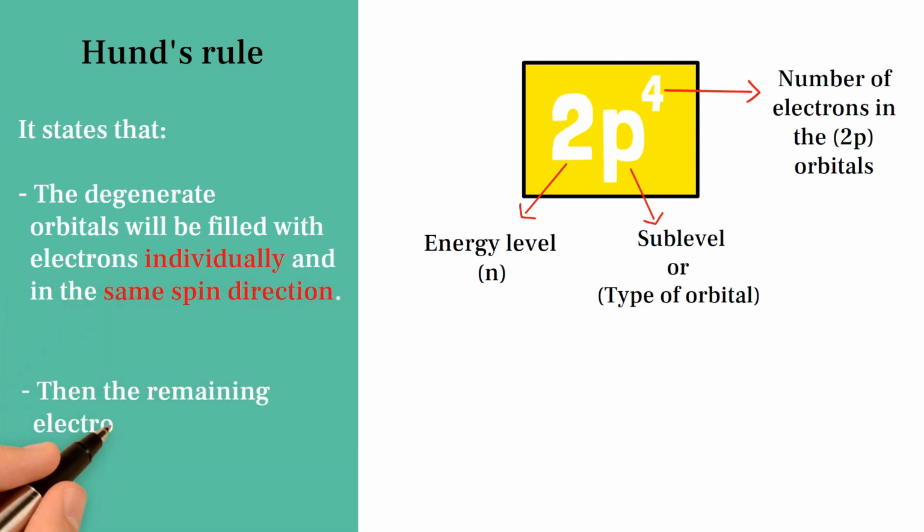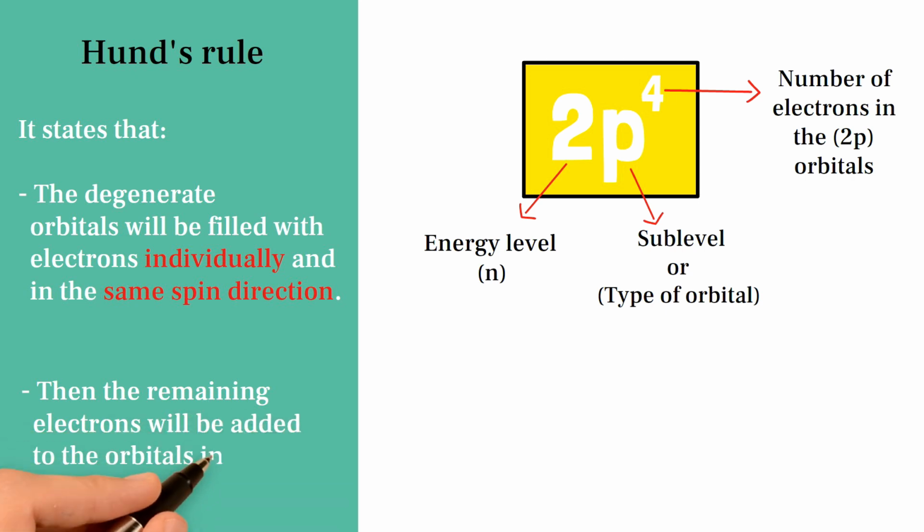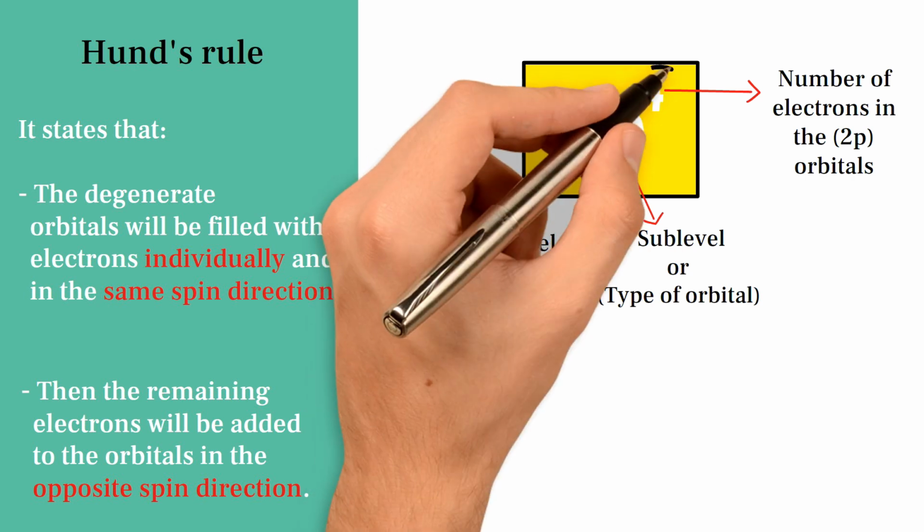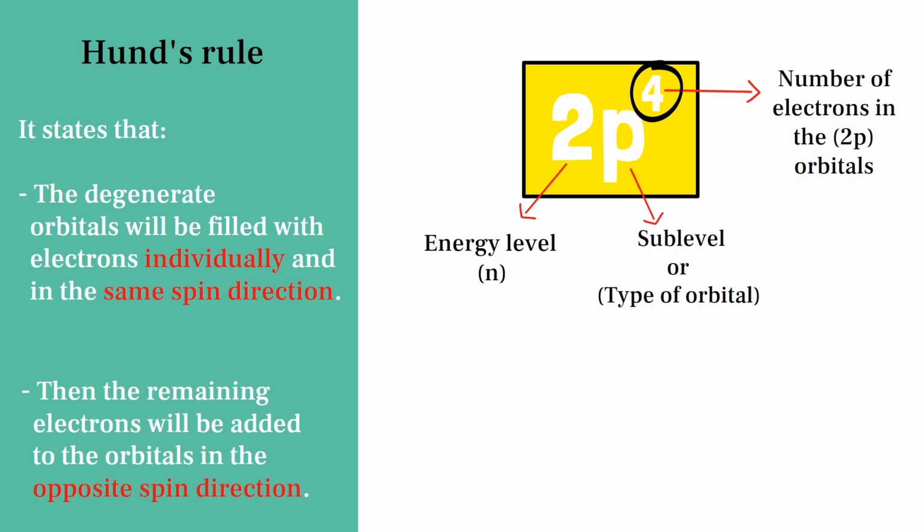Then the remaining electrons will be added to the orbitals in the opposite spin direction. So let's distribute the 4 electrons to the 2p orbitals, which are 3 orbitals. According to Hund's rule, we will distribute the first 3 electrons individually and in the same direction. 1 electron is left, so we will add it to the first orbital, but in the opposite spin direction.